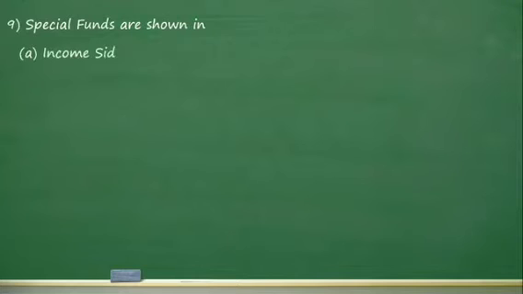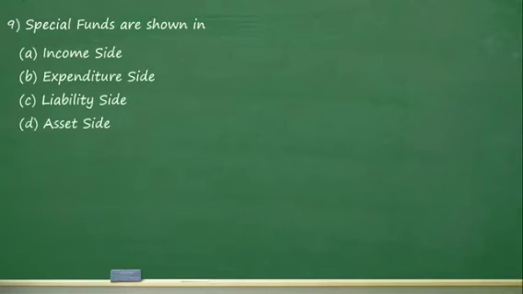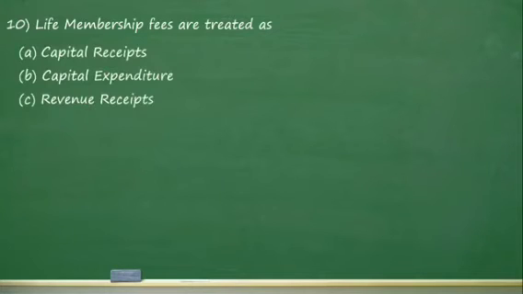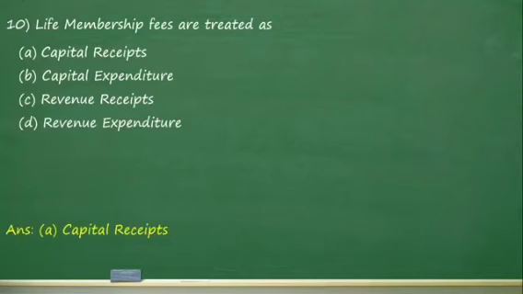The ninth one: special funds are shown in income side, expenditure side, liability side, asset side. So it's a liability side. The tenth one: life membership fees are treated as a capital receipt, capital expenditure, revenue receipt, revenue expenditure. The answer is capital receipt.